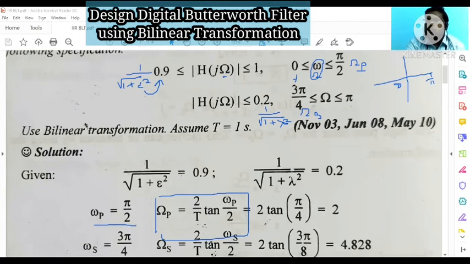So it means pi by 4. So 2 times tan pi by 4. Tan pi by 4 is tan 45 degrees, it means 1. So 1 into 2, 2. So now you find out this omega p, that is omega p is 2, isn't it? So second step.